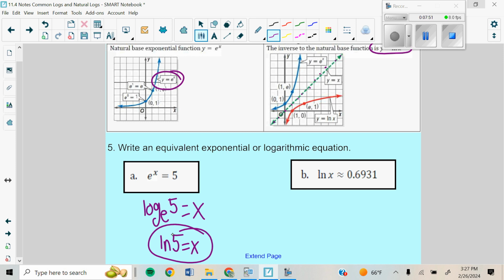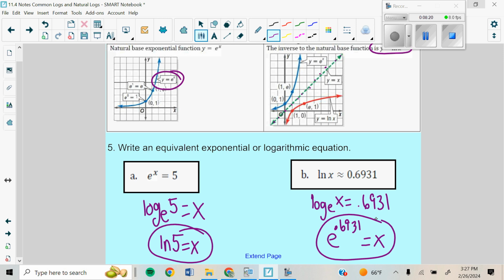If we look at b, it's given to us in logarithmic form, and we're going to write it in exponential form. So I'm going to replace ln with log base e of x equals 0.6931. So now it's in log form, and I'm going to convert it into exponential form. So e is my base, and my exponent is 0.6931, and that is equal to x. Now it is in exponential form. So we replace ln with log base e. We're going to do the same thing in our problems. If we have log base e, we can write it as ln. If we have ln, we can write it as log base e.